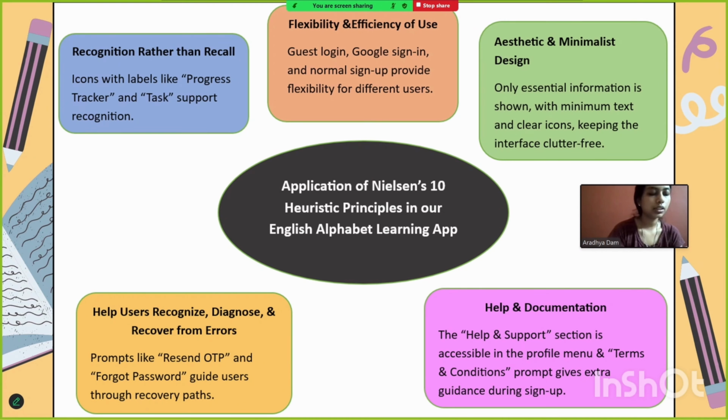Continuing with the heuristics, we also applied user control and freedom, like allowing kids to go back if they tap something by mistake. Consistency and standards helped us keep the design predictable across screens, reducing confusion. And of course, help and documentation is tailored for both children and parents, offering voice prompts and visual hints to assist without overwhelming. These heuristics form the backbone of our user-centric approach, making sure the app is not only fun, but truly usable and inclusive.